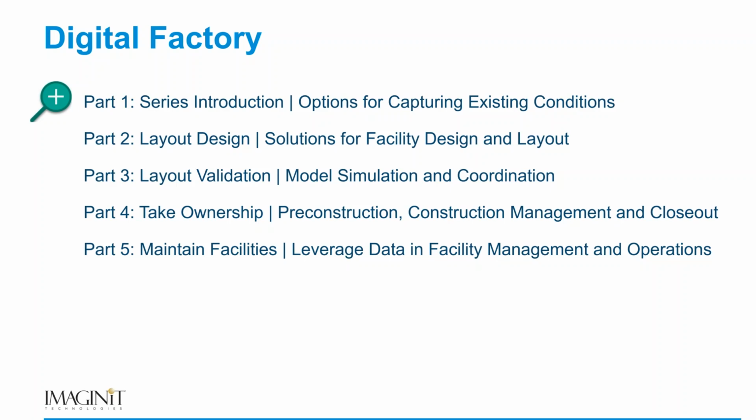Part three, what we're going to do is build upon that layout and talk more about layout validation, so simulation and coordination of the models. So think about things like packages moving around a facility or people moving around a facility or equipment moving, robots moving, whatever it might be. We need to understand that our design intent can be validated through a simulation and understanding how product might flow through a factory floor.